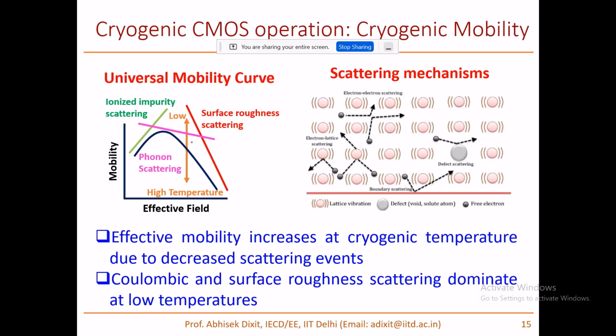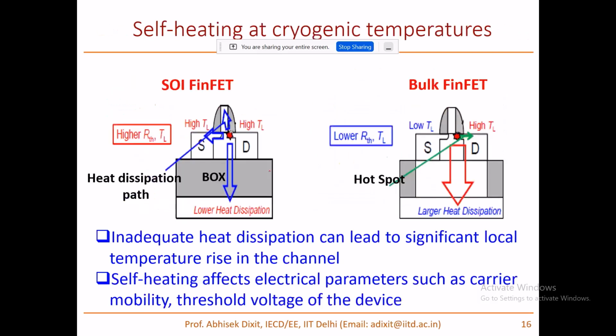This is about mobility. So this is the typical room temperature mobility curve, right? You have the Coulomb scattering, which is your ionized impurities scattering, and then you have the phonon scattering, which is in the medium field region, and then at high field you have surface roughness scattering. So this is the room temperature concept, right? And it is observed that Coulomb and surface roughness scattering dominate at low temperatures, right? Phonon scattering will be less, and the reason for that is a black body radiation type phenomenon.